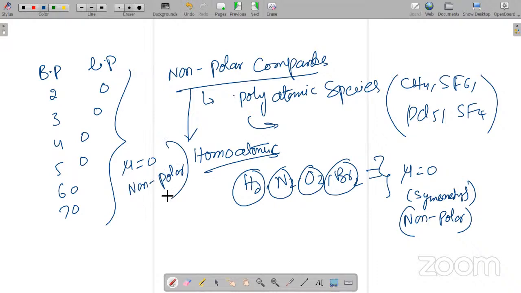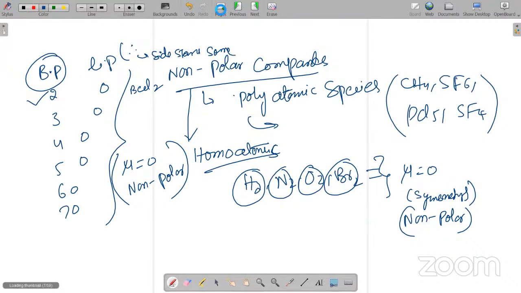Simple thing, just remember this. The bond pairs are 2 and lone pairs are 0. For example, you can take BeCl2. Another important thing, mark it with a star: the side atoms should be the same. Now let's suppose 3, 0. That is BF3. So BF3, if you see, this is bond pair and this is lone pair.